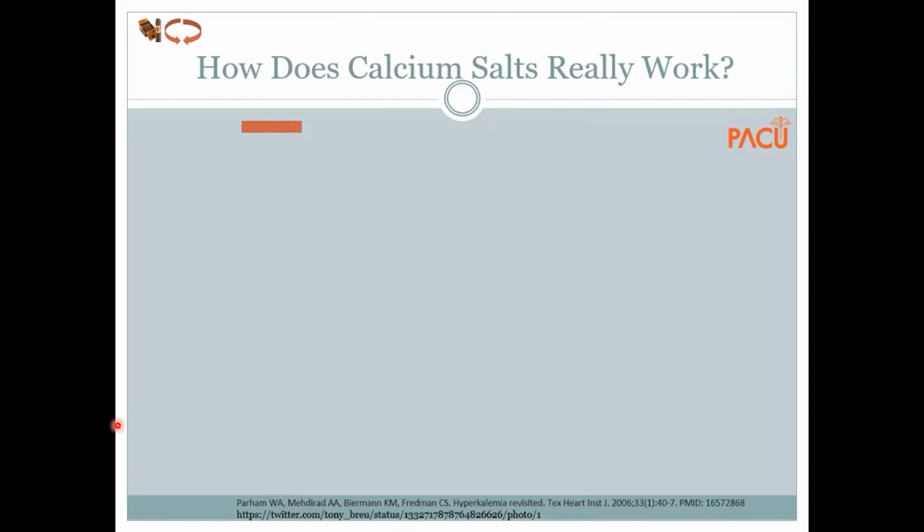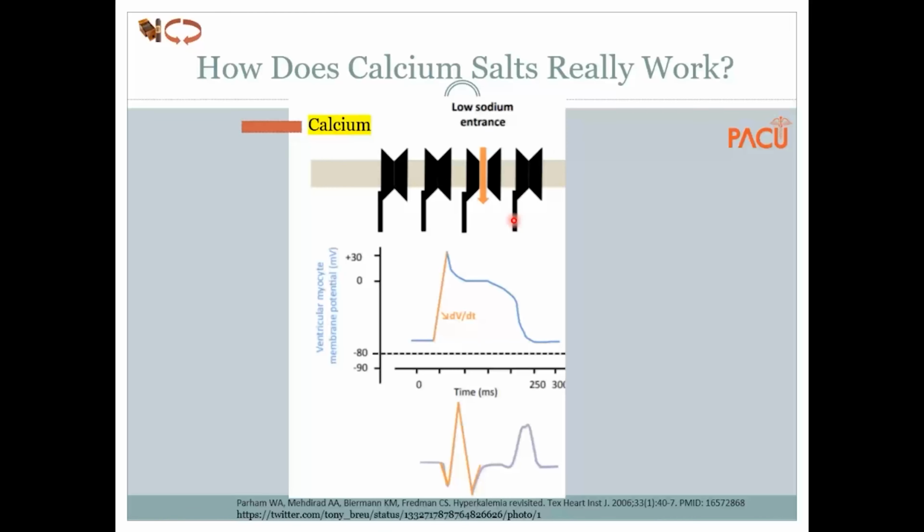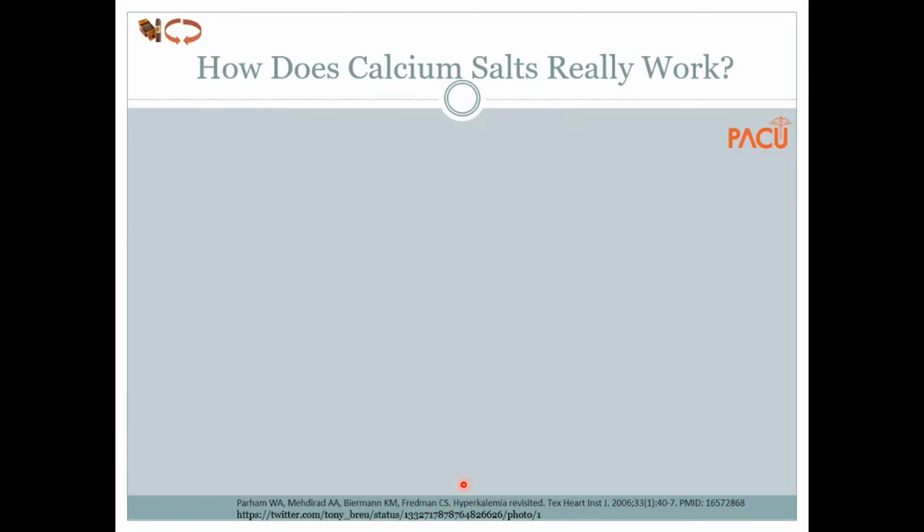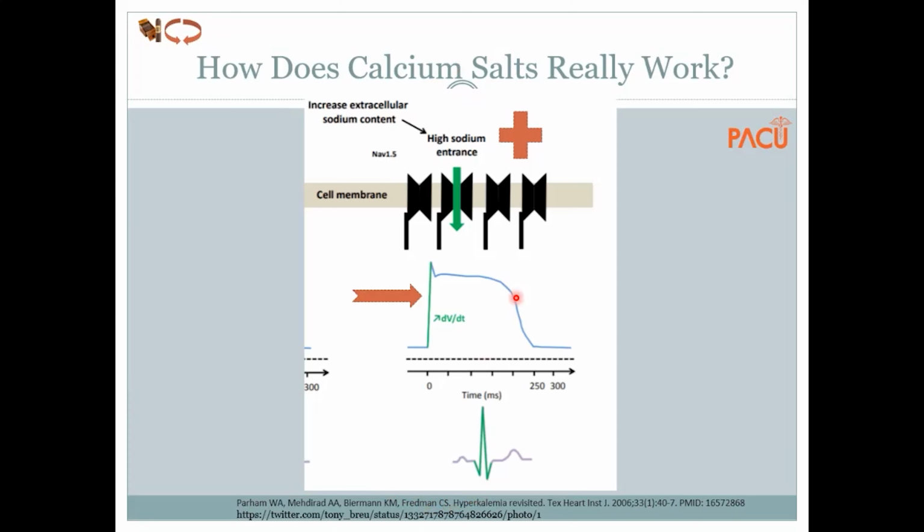So let's look at this in a different way. Without calcium, you're going to see a low amount of sodium entering the cell, and you're going to see that Vmax decreased compared to usual, and that's going to ultimately lead to an increase in your QRS interval. Compare that to when you actually have calcium: you're going to have a large amount of sodium entering that cell, and that Vmax is going to be really rapid. And as we see here, we're going to see a decrease in the QRS interval.